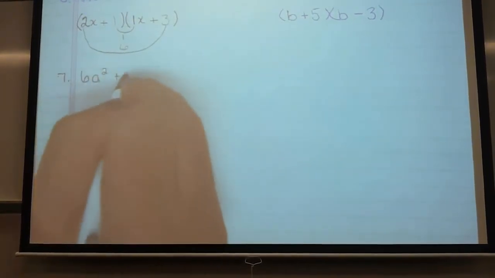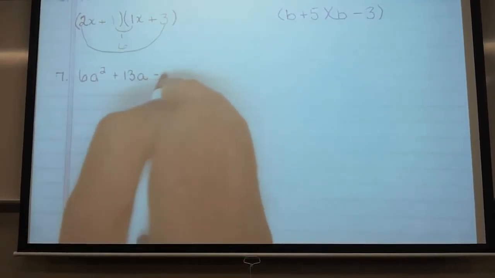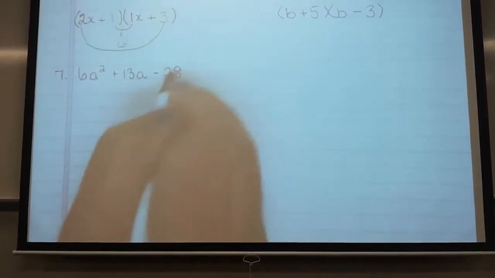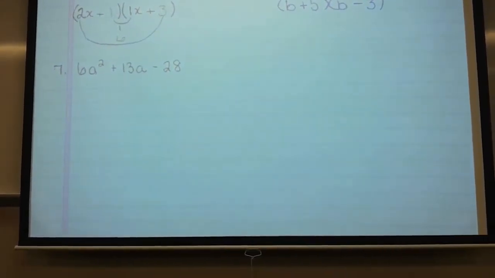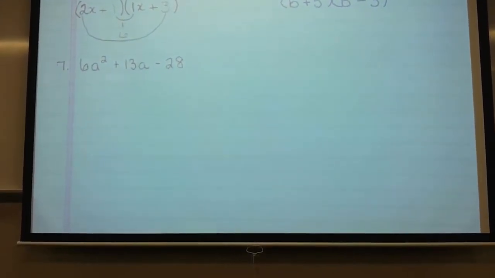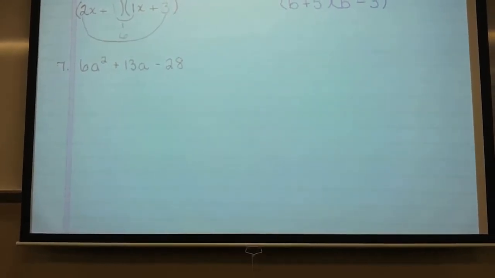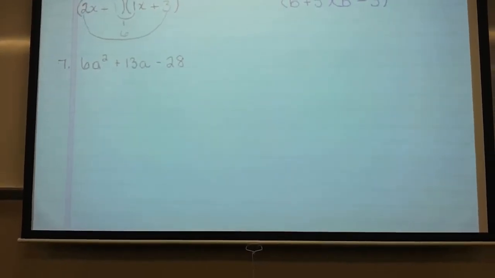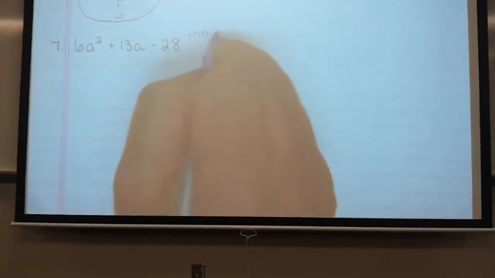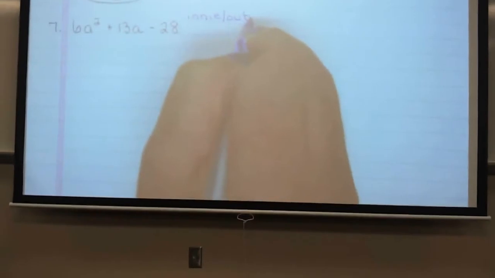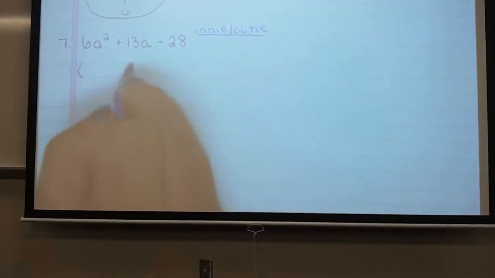6a squared plus 13a minus 28. Do we have a common GCF? No. So that means we get to do an innie outie again. So two sets of parentheses.